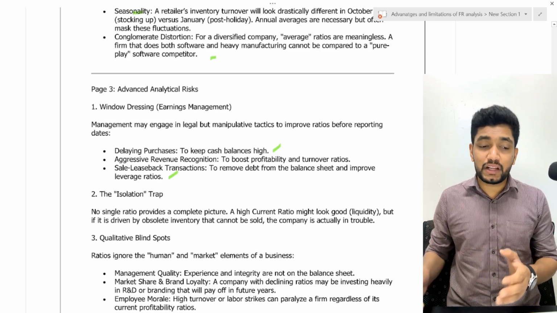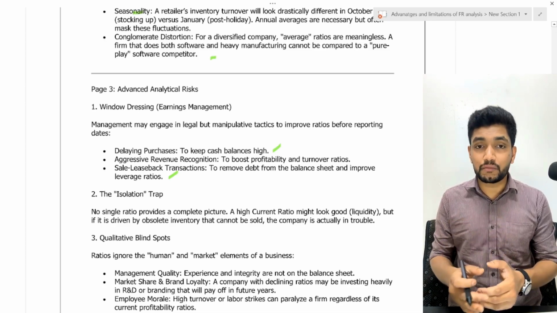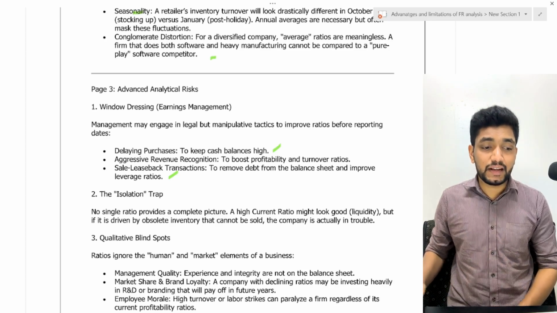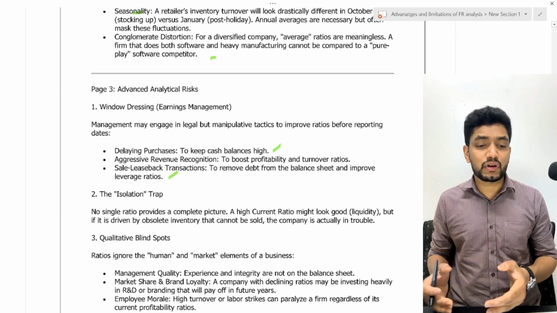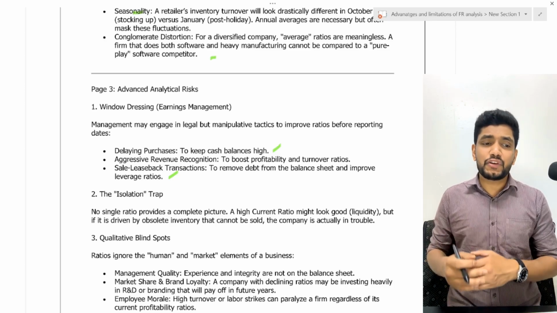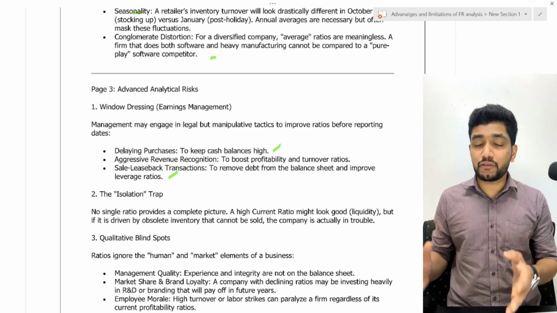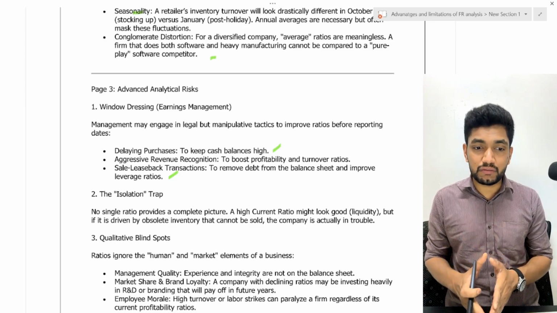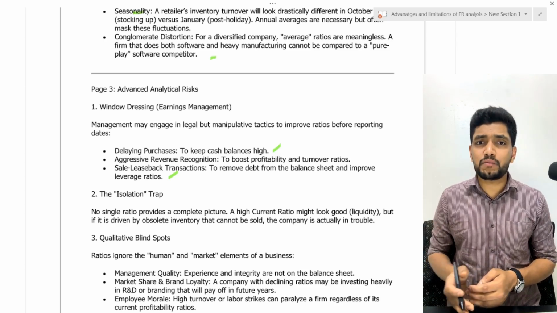Then the management can delay purchasing to keep the cash balance high and to keep the inventory ratios attractive. Then the sale and leaseback transaction can be used to remove debt from the balance sheet and improve the leverage ratios. That means window dressing is a practice where management is trying to make the financial ratios and financial statements more attractive in front of the investors, the board or top management. So this can be misleading.